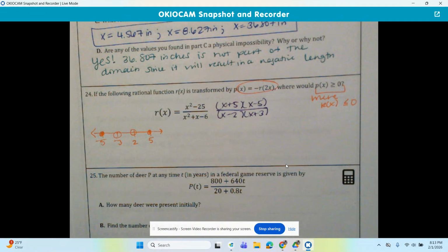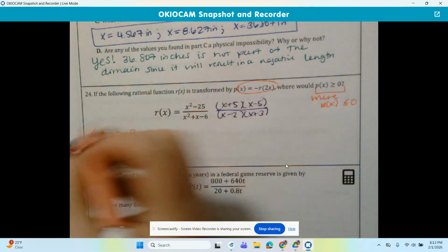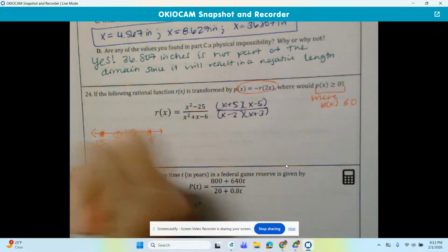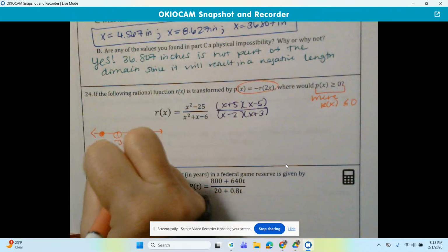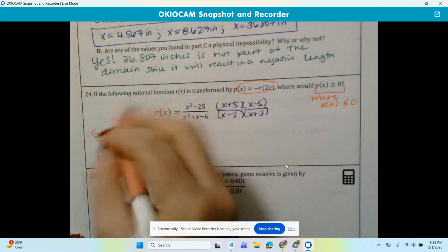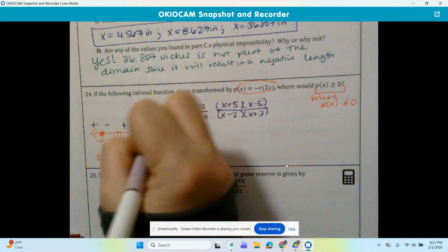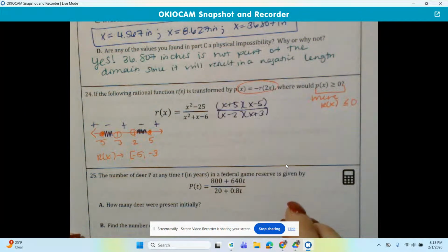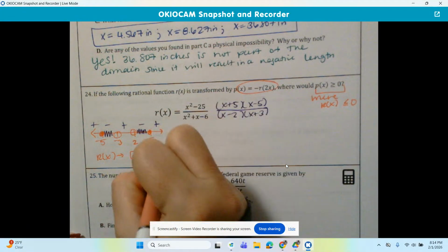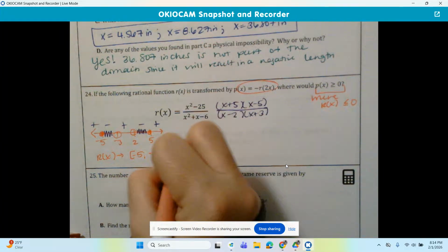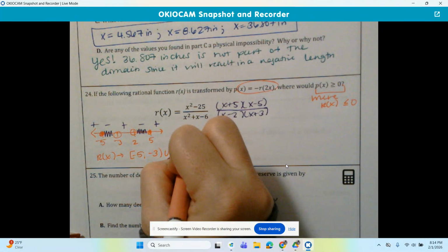Okay, so let's talk about right now where r of x is less than or equal to 0. So our r of x values are going to be from -5 to -3. Sorry, I didn't write my sign analysis. It should be positive, negative, positive, negative, positive. My bad. Okay, so right here and right here is where r of x is less than 0. Okay, union 2 to 5.